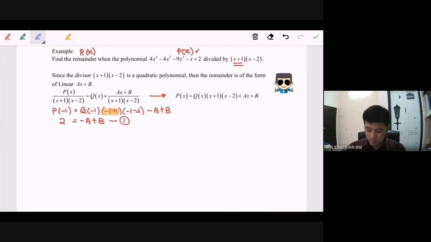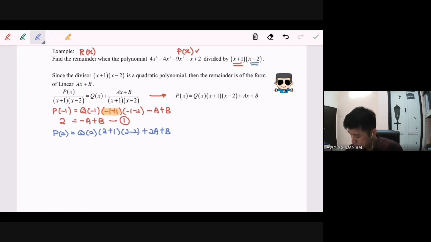Next, I'm going to substitute the value 2 for the second divisor, x minus 2, and I will have x equal to 2. So P2 equals Q2, 2 plus 1, 2 minus 2, plus 2a plus b. So repeat the process. With the help of the calculator, I will have negative 4 on my left. And for this part, I will have 0. Multiplied with Q and others, I will obtain 0 as well. So finally, 2a plus b on the right hand side, and this will be my second equation.